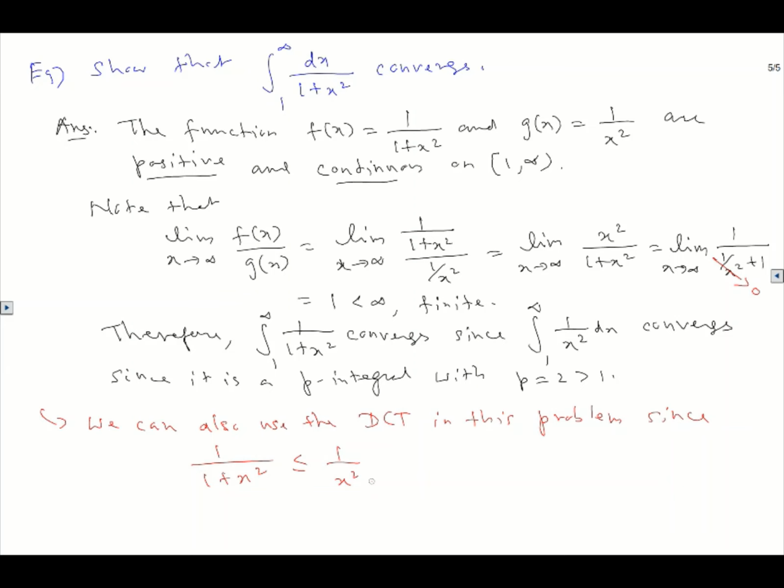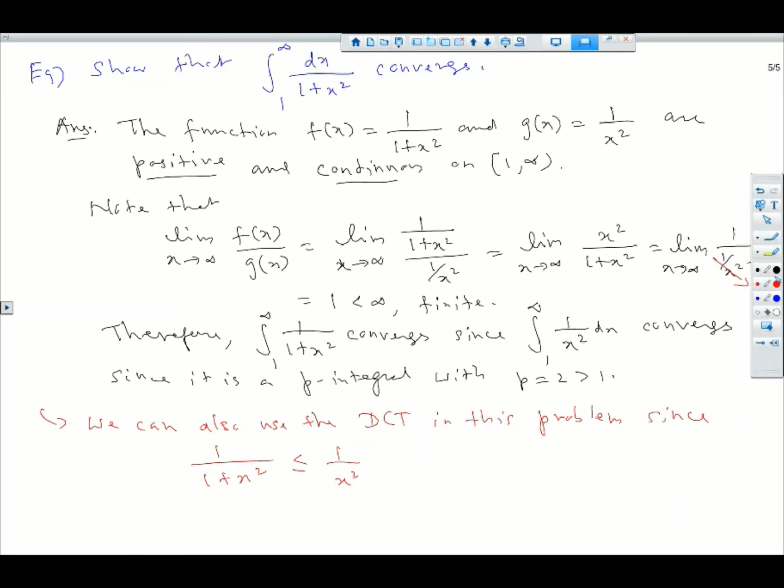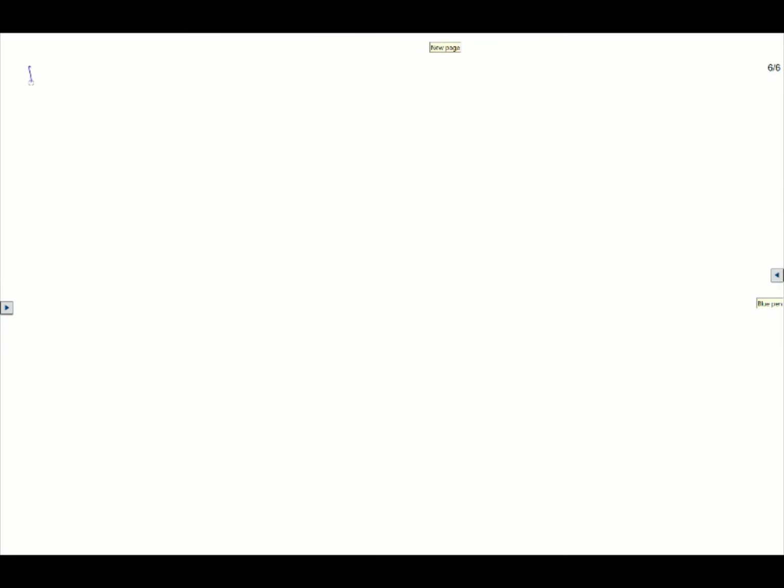So in this case the direct comparison result is actually much faster, but there are some problems where it's very difficult to use the direct comparison result compared to the limit comparison result. So let's look at one such example. This is the last one we're going to do for this section. So the last example: test for convergence the integral from 1 to infinity of (1 minus e to the minus x) over x dx.